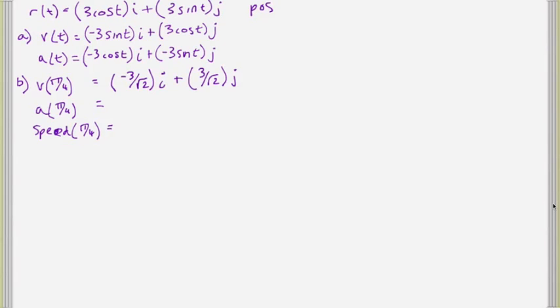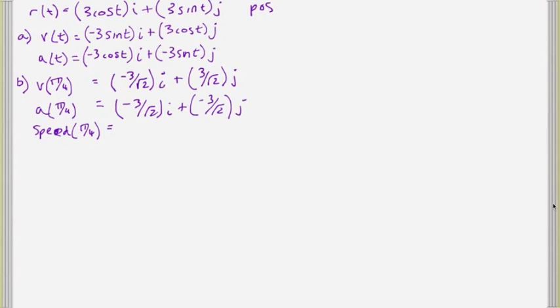Acceleration. I'm going to plug the pi fourths into the acceleration function. So I get negative 3 over square root of 2 i and negative 3 over square root of 2 j.